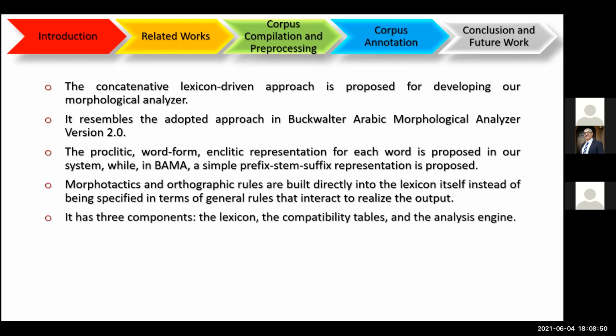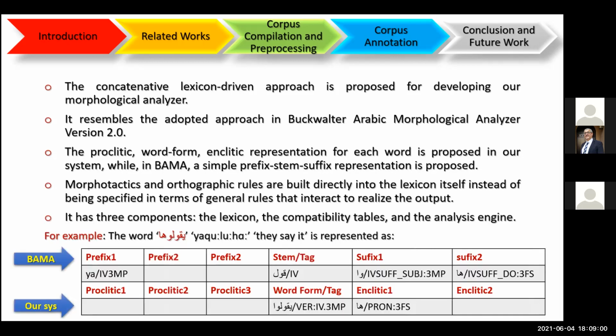It contains 3 components: the lexicon, the compatibility tables, and the analysis engine. For example, the word يقولوها is represented as shown here. This shows how this word will be represented in our system and in BAMA, and shows the difference between the lexicon, the proclitic word form enclitic, and the prefix stem suffix representation.